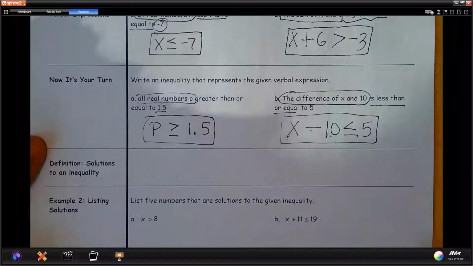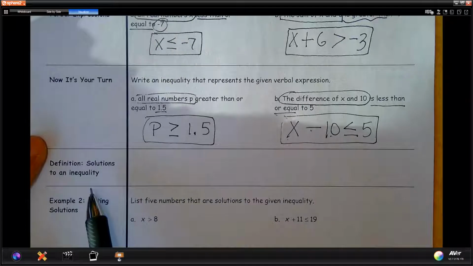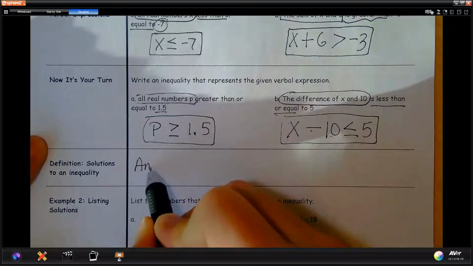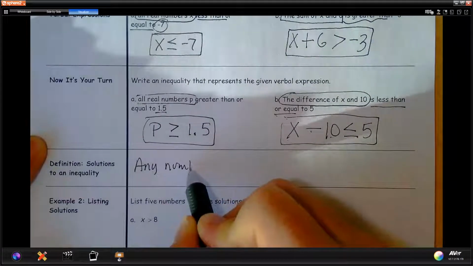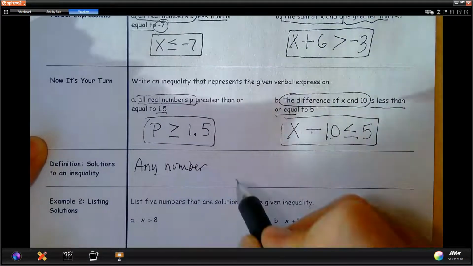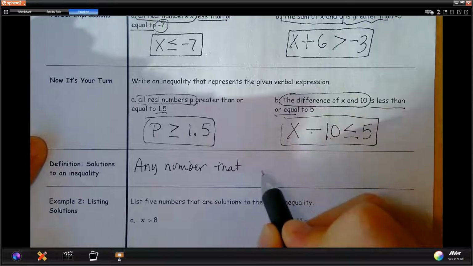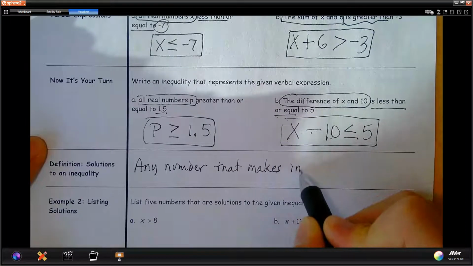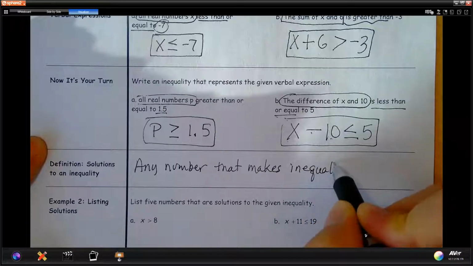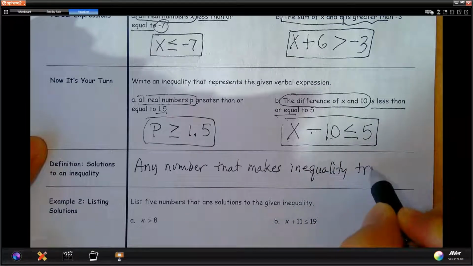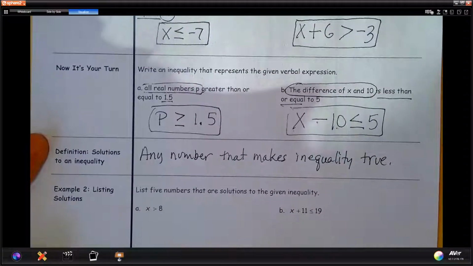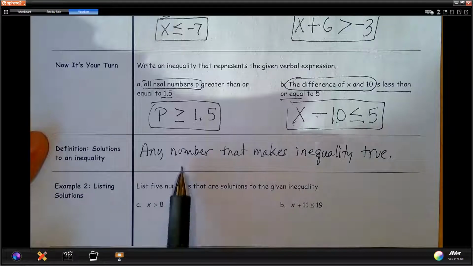Moving on. Next, we're going to define what a solution to an inequality is. A solution is just any number that makes the inequality true. So when you find the solution to an inequality, you're just finding values or numbers that make it true.